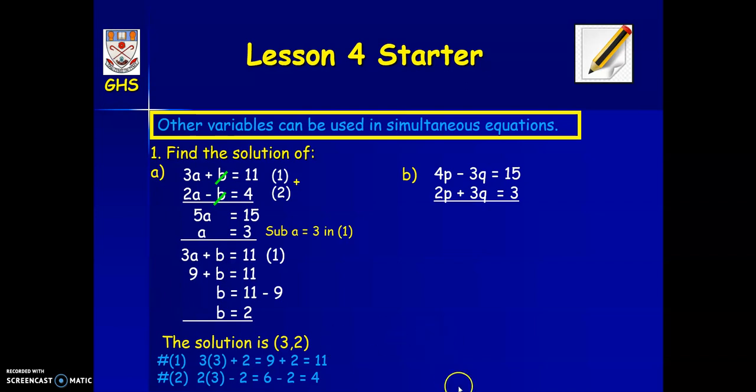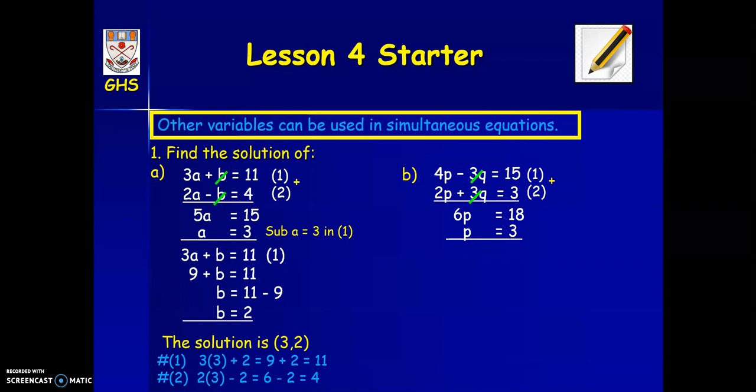If we look at b, we have 4p take away 3q is equal to 15 and 2p plus 3q equals 3. Again, we're looking for the same amount of either p or q and opposite signs, so we're going to eliminate the q terms. We do this by adding the two equations together, which will eliminate the q terms, and we're left with 6p equals 18. We divide by 6 to work out p, so p equals 3.